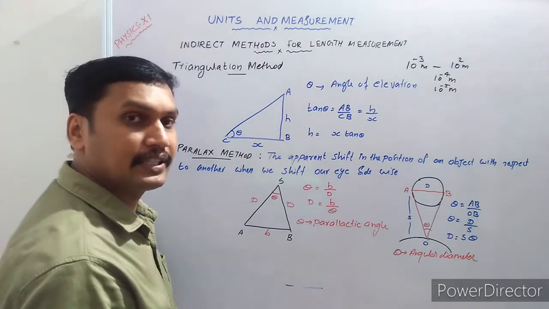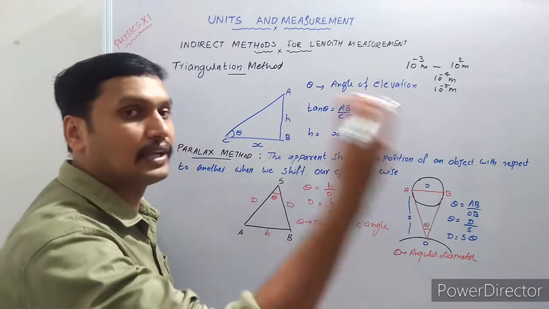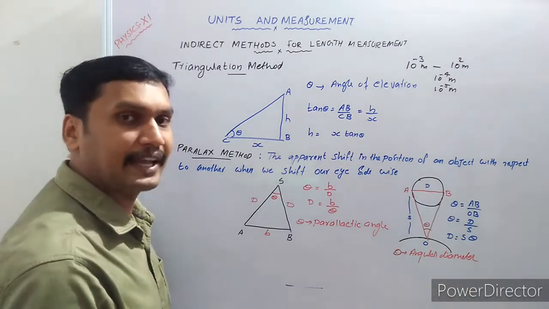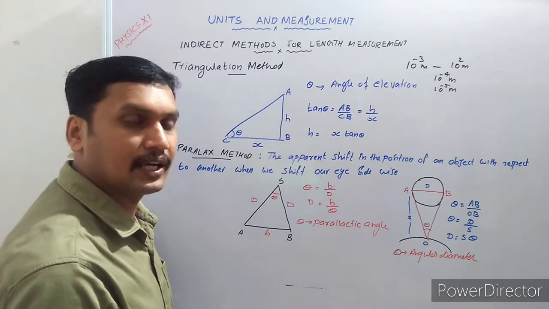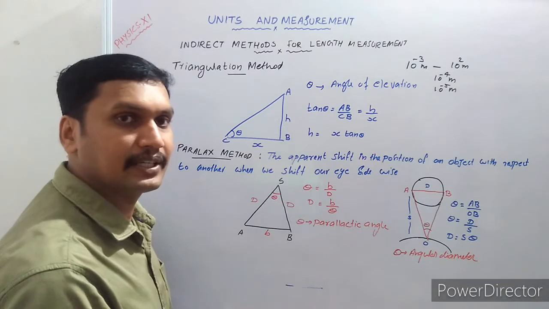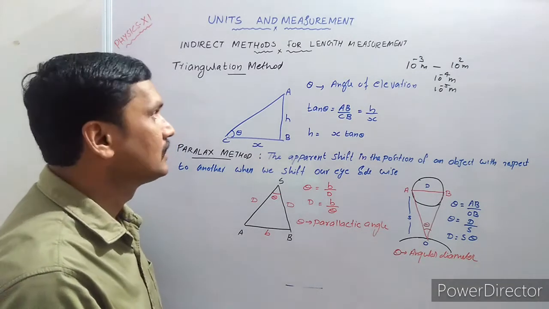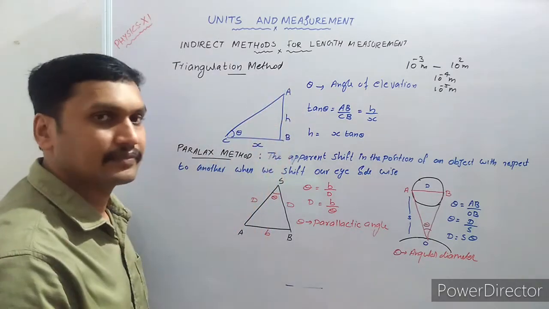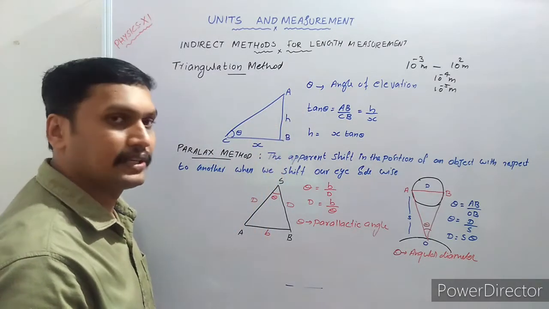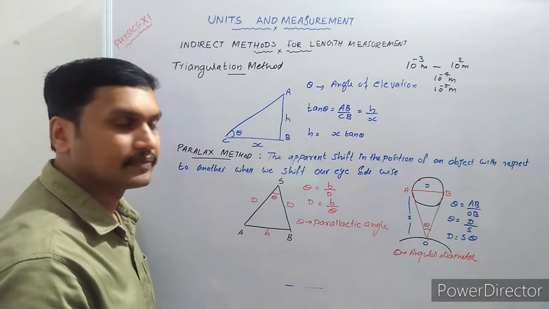If our length is too small or too large, we have to use some indirect method of length measurement. Let us see what are the very common indirect methods of length measurement. First, see the triangulation method, or trigonometric method.